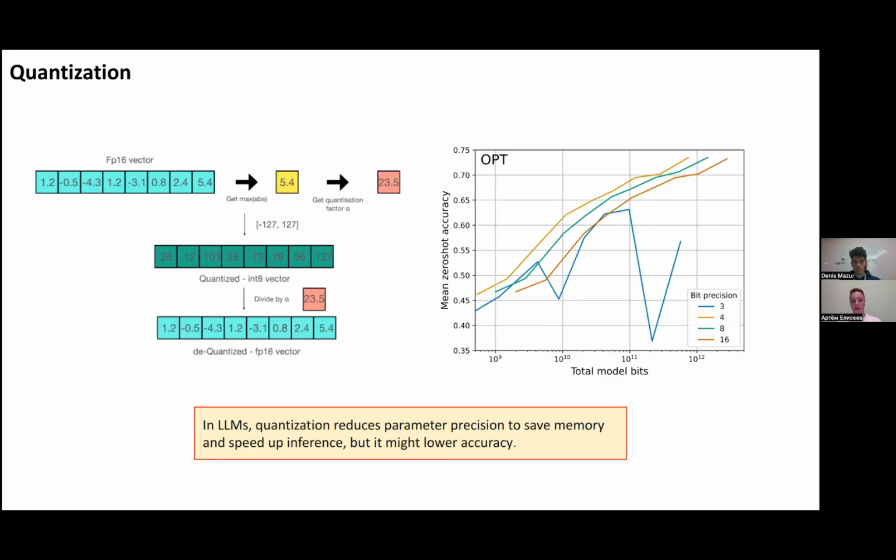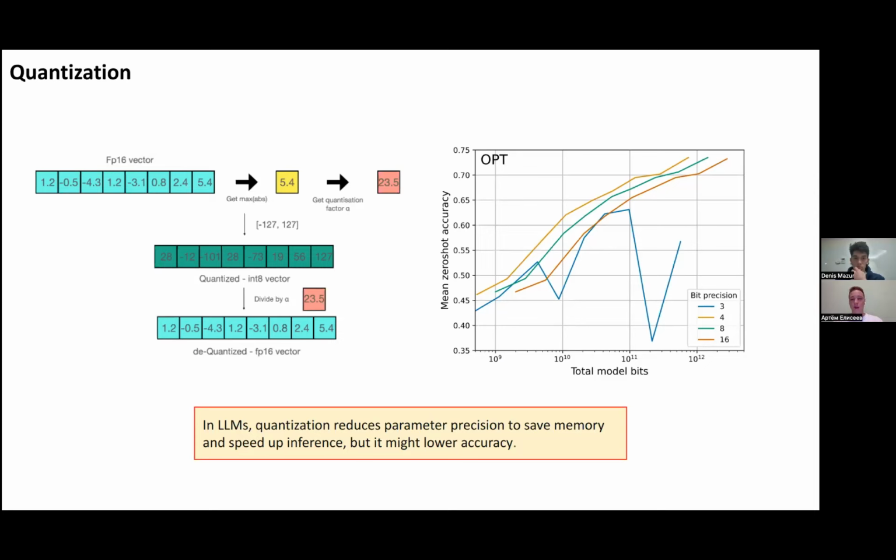And quantization basically does this. Quantization compresses parameters into lower precision data types, for example, from floating point 16 into integer 8 bits or 4 bits or even 2 bits. This not only reduces the memory footprint of a model, but also speeds up the inference a little bit. So it's very useful for us for inference on resource-restricted hardware.